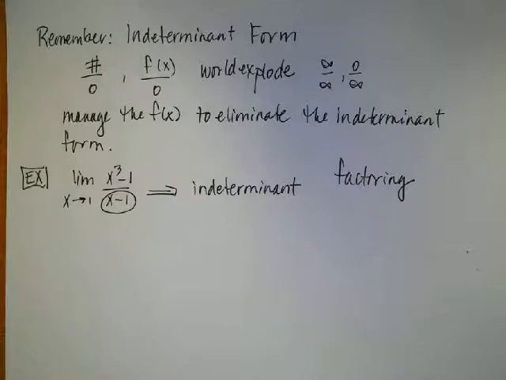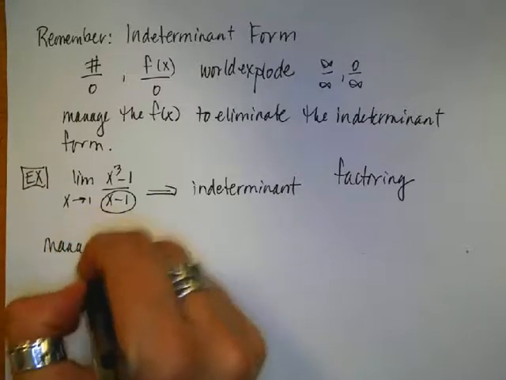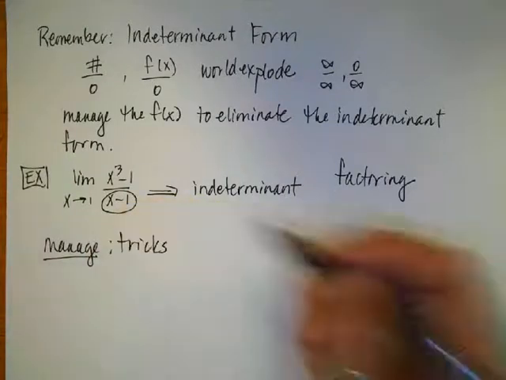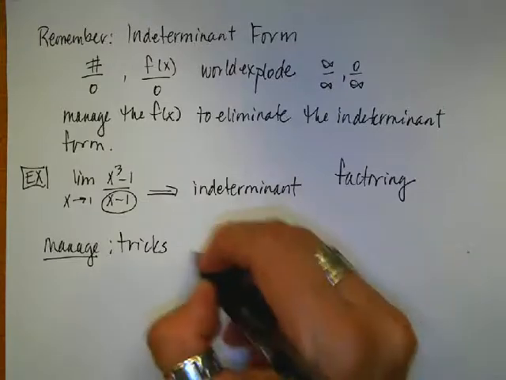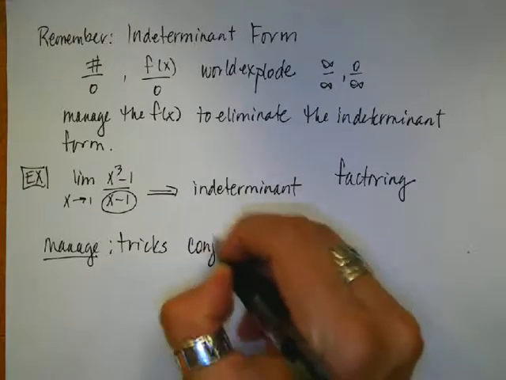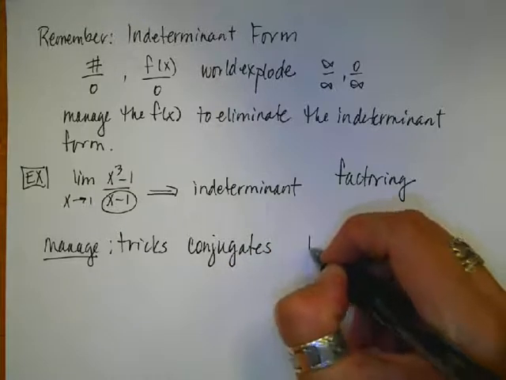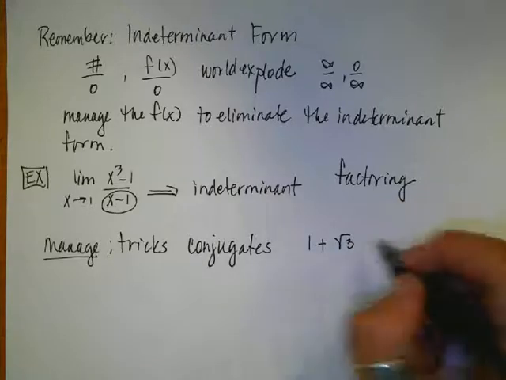All right, so since we have to manage the indeterminate form, let's remember some tricks. One of those tricks would be conjugates. Remember a conjugate: if I have 1 plus, let's say, radical 3, its conjugate would be 1 minus radical 3. So we often use conjugates to help us manage the indeterminate form.